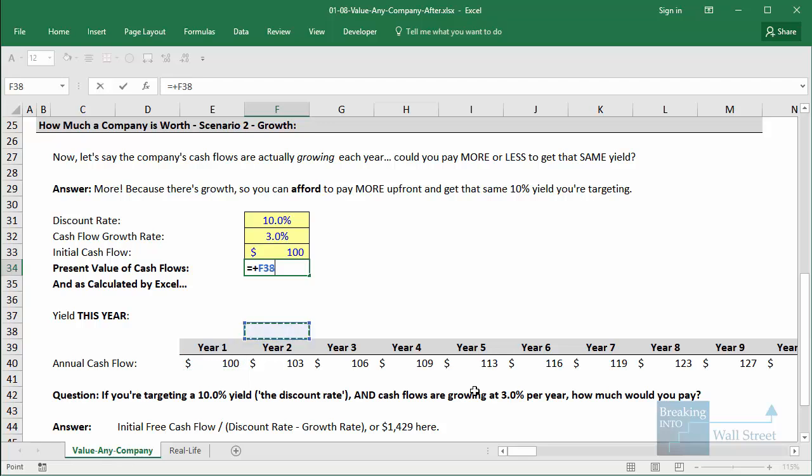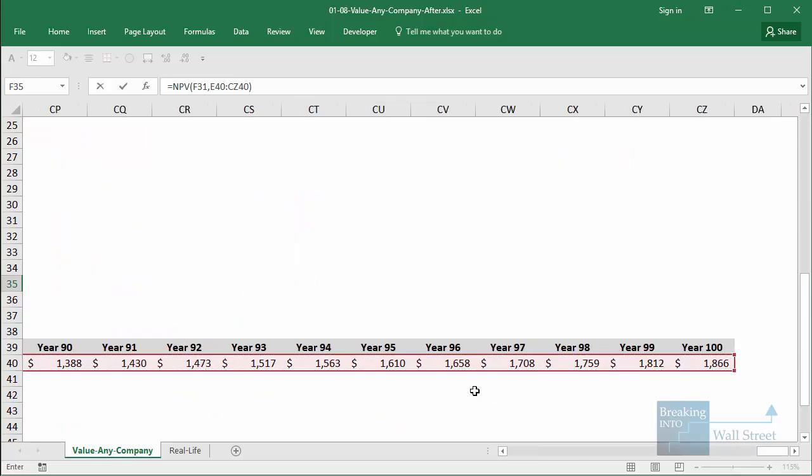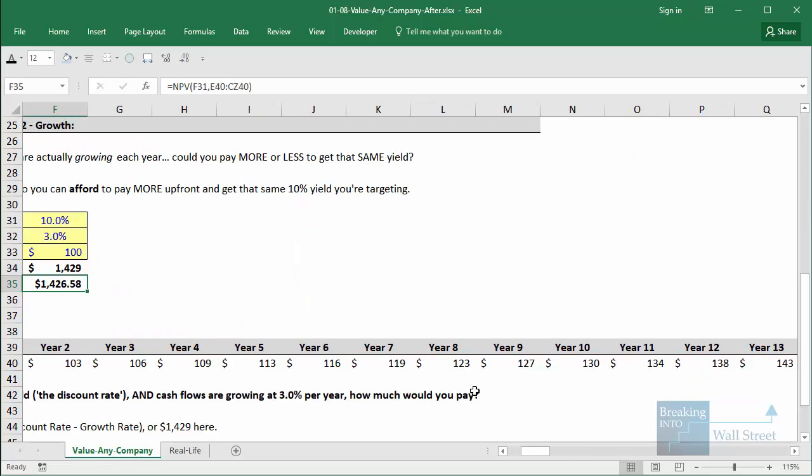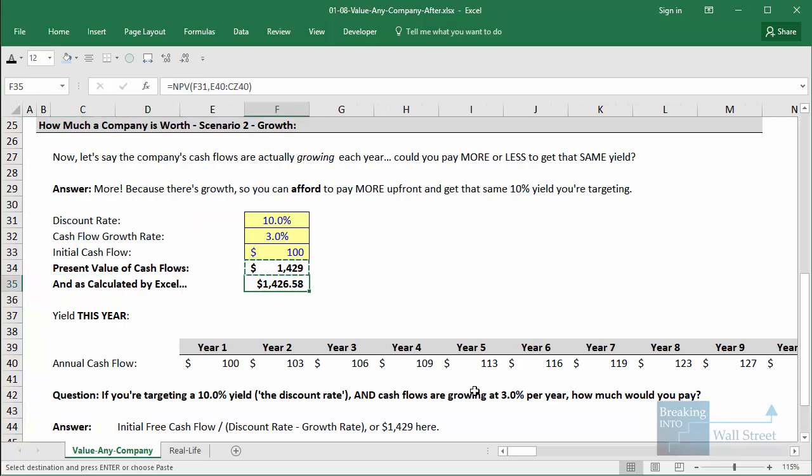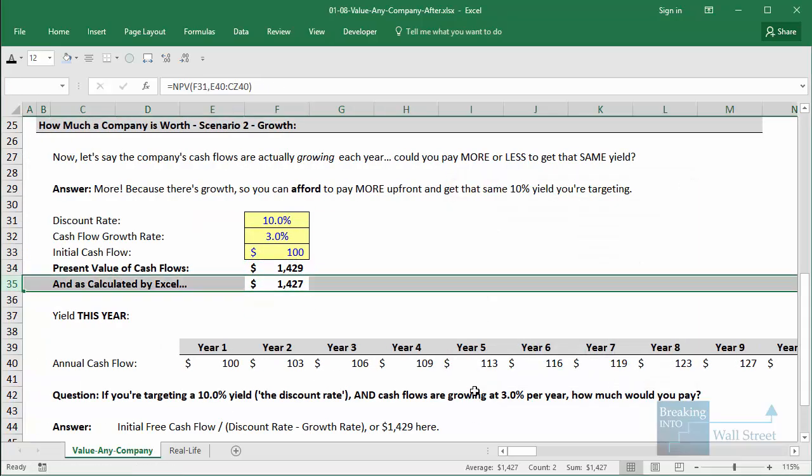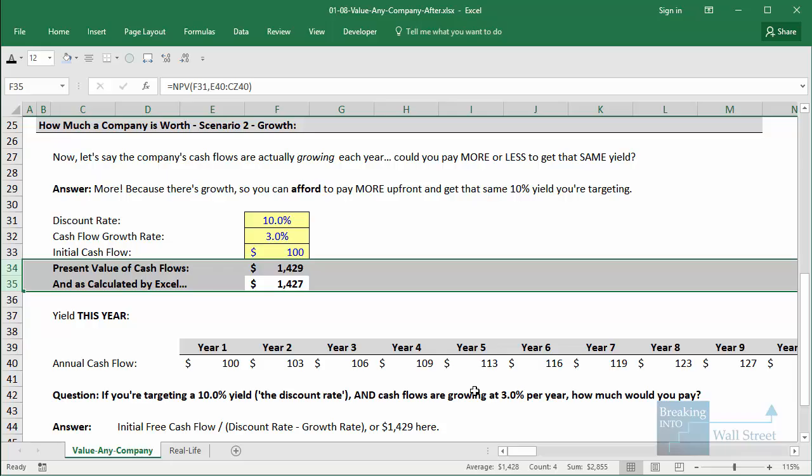We can just use the 100 here and divide by our discount rate minus our cash flow growth rate, 1,429. If we calculate this in Excel by using the NPV function, we use the discount rate up here, and then we have cash flows from year 1 through 100. We get to a number that's pretty close. It's not exactly the same because of the same issue that these years should go into infinity, but we only go up through year 100 here, but it is pretty close.